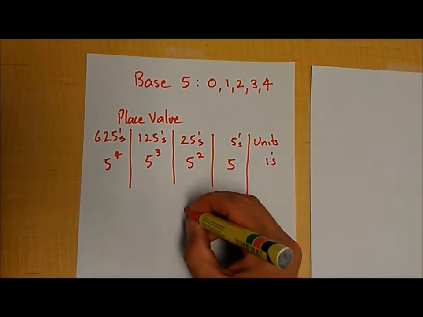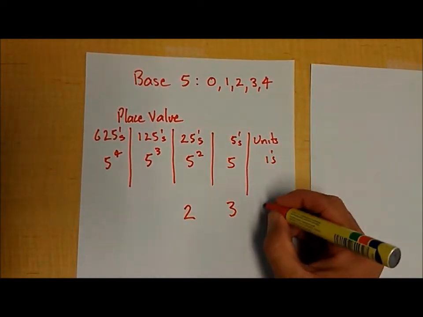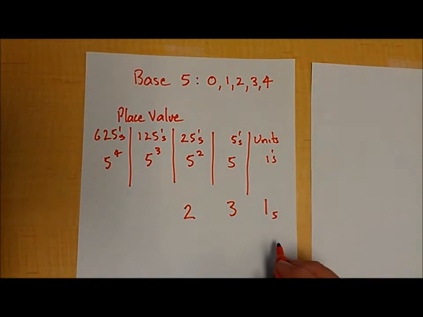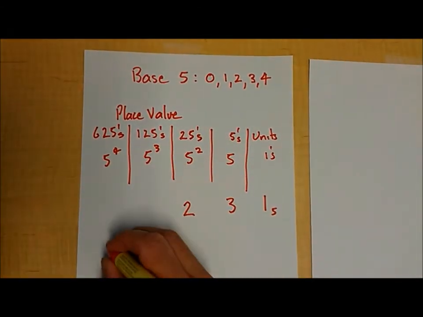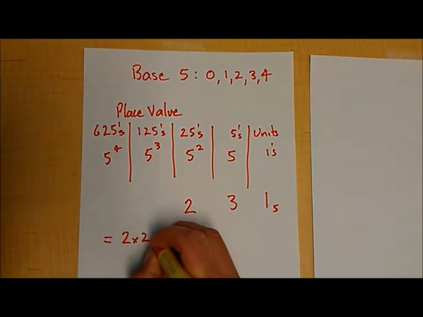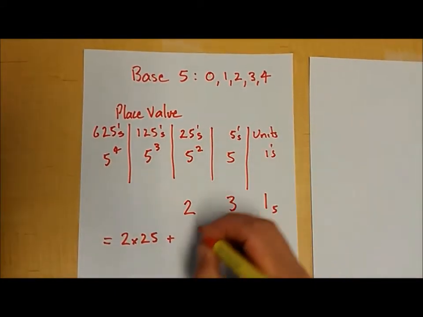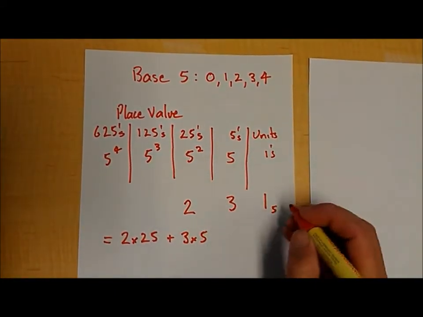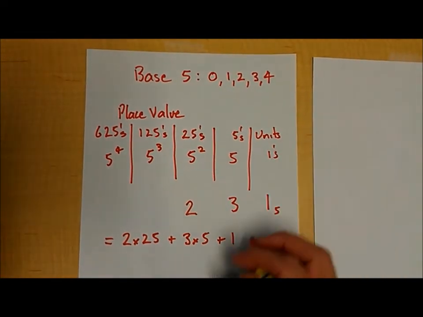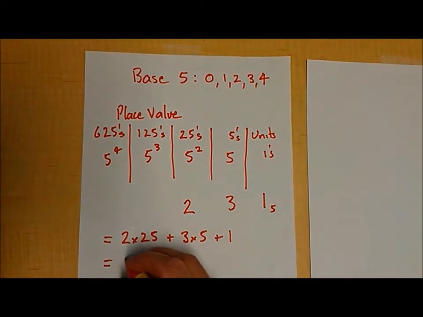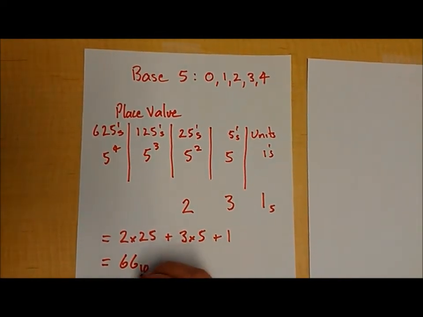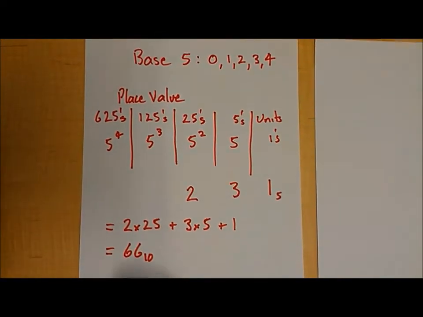So if I take the number 2, 3, 1 in base 5, then I look at my place value and I see I've got 2 25s, I've got 3 lots of 5, and I've got a 1. And so that's going to give me 66 in base 10. And so that will hold.